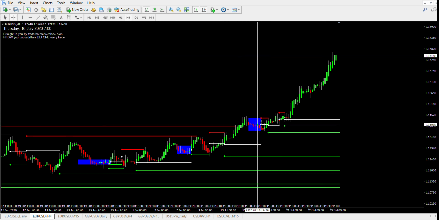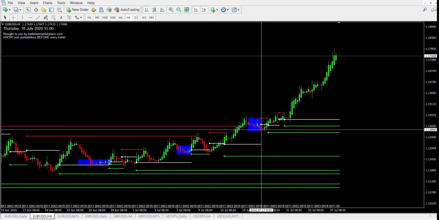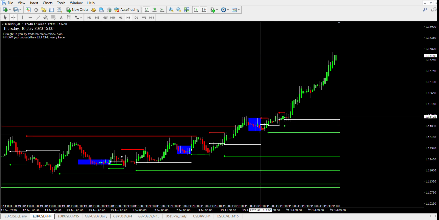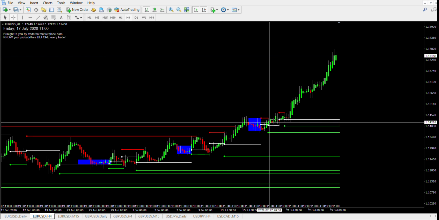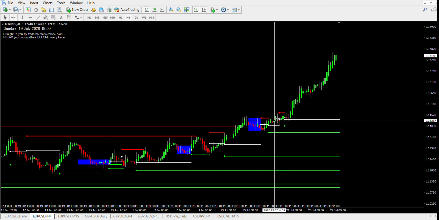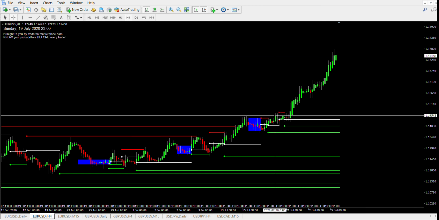So we wouldn't have traded this. It's in a box below expansion, right? We wouldn't have traded this. We would have waited for a new expansion or to break through this box, right? So we wouldn't have traded this. We would not have traded until the 20th, right? The 20th, we got a nope. We wouldn't have traded that on the 20th either.